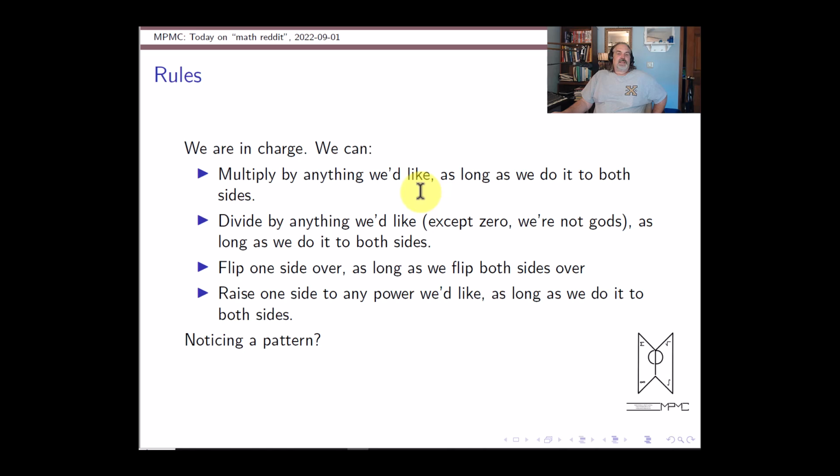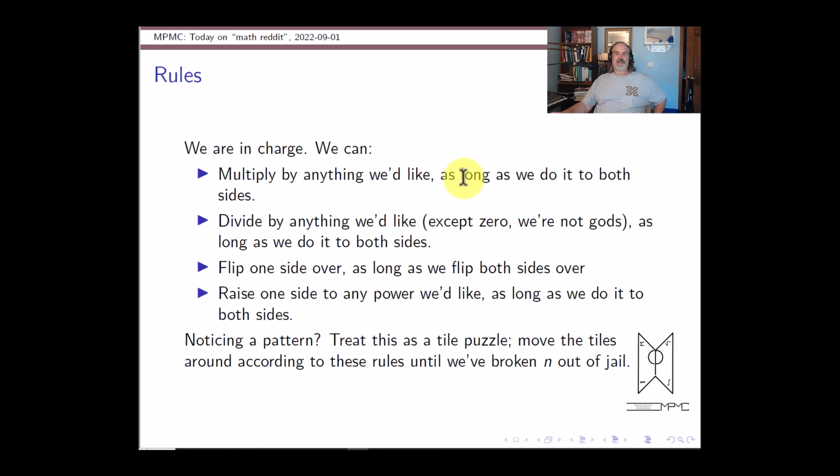We can raise things to any power we would like. Now, there we get into issues of negative things not being defined when we raise them to certain exponents. We're not going to go there. Generally speaking, if we want to square something, cube something, raise something to the 4th, fine. We can do it as long as we do it to both sides. We are powerful. We are in charge. We can do anything we want.